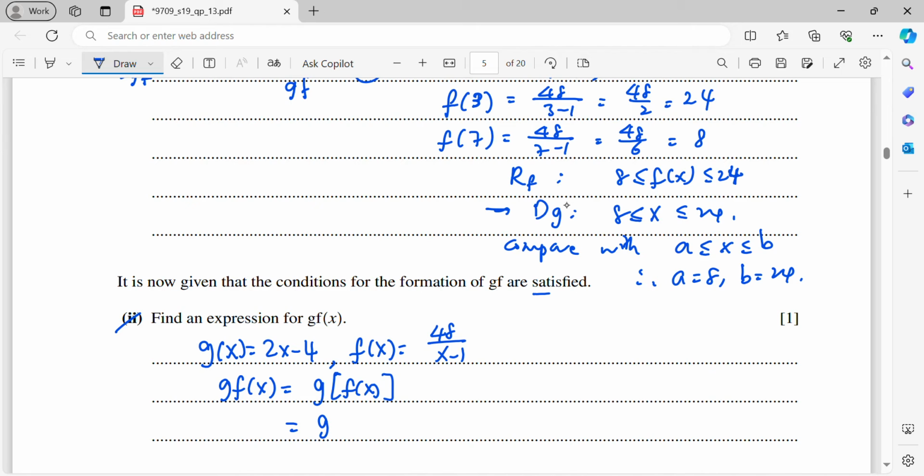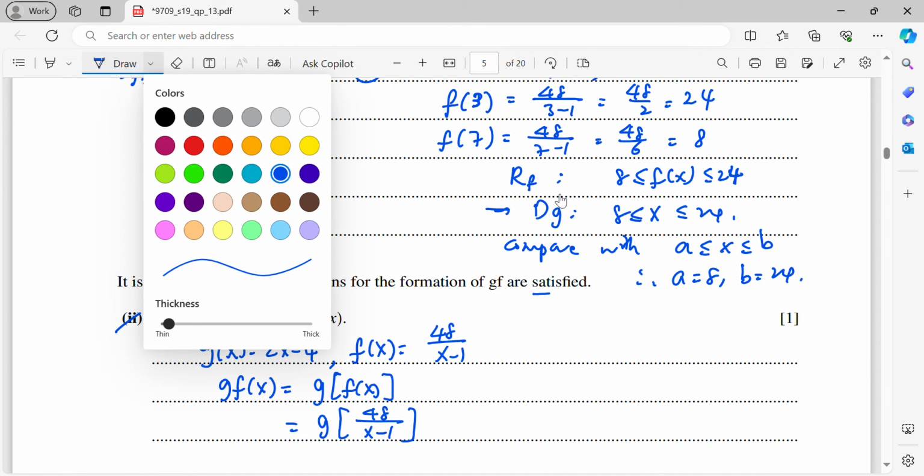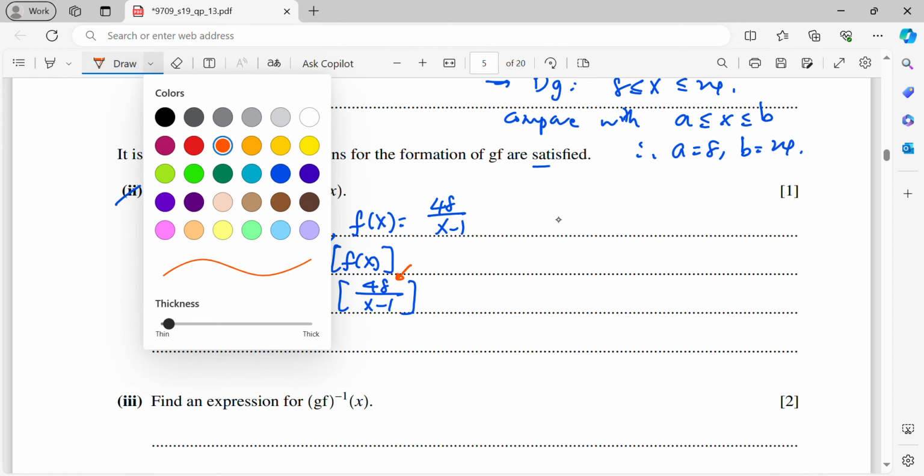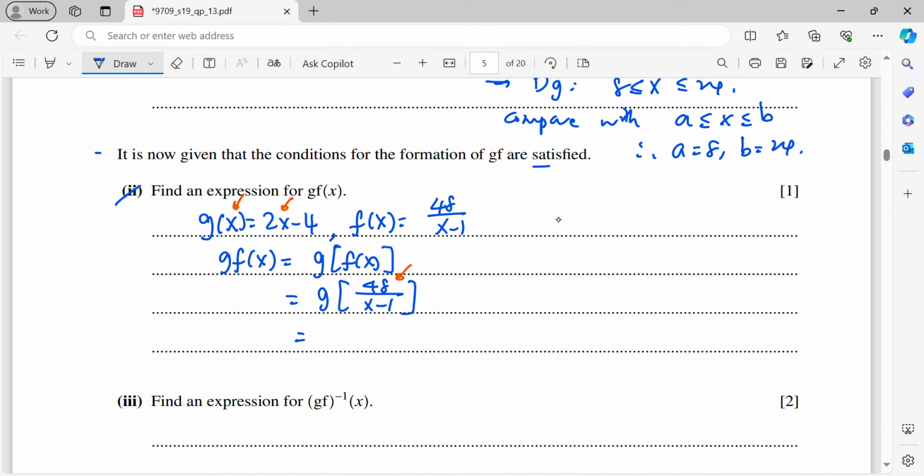So now I will write G of 48 over x minus 1. From here, G(x) is 2x minus 4, so instead of x, it has been changed to 48 over x minus 1. I will just change accordingly. That is 2 of 48 over x minus 1, then minus 4. That means I will get GF(x) equals 2 times 48 is 96, so 96 over x minus 1, then minus 4. That is my solution.